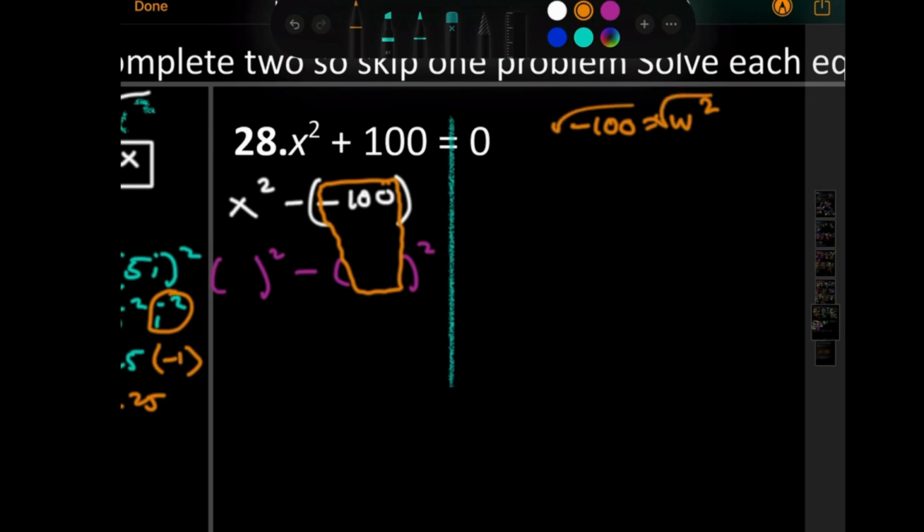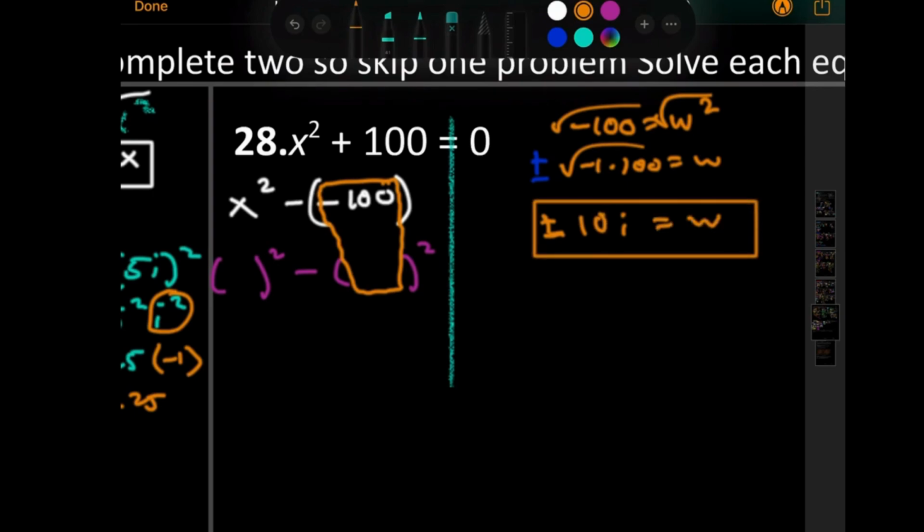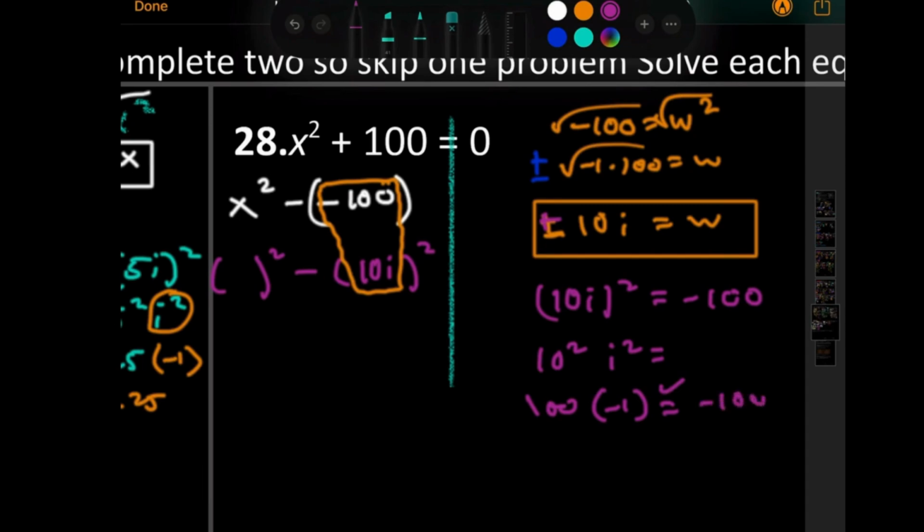I take the square root. You must have a plus or minus. So square root of negative 1 times 100. The square root of negative 1 is i, and the square root of 100 is 10. So you have plus or minus here, and we talked about how you're just going to take the plus. So you're just going to write in here 10i. 10i squared is equal to negative 100. That'd be 100, and i squared is equal to negative 1. Does that make sense? Okay.